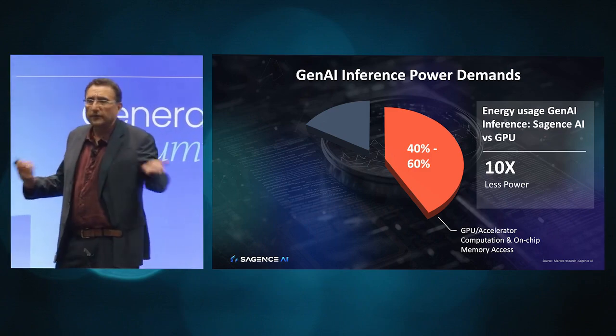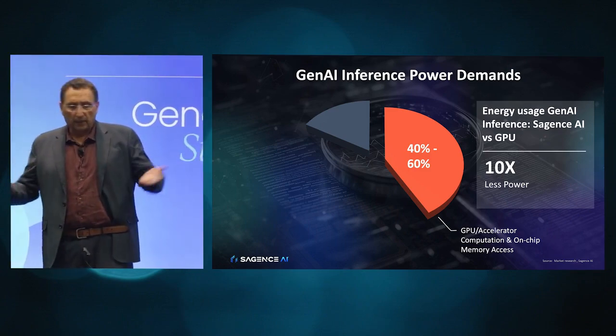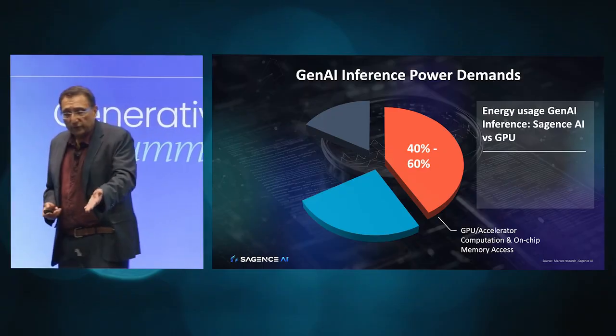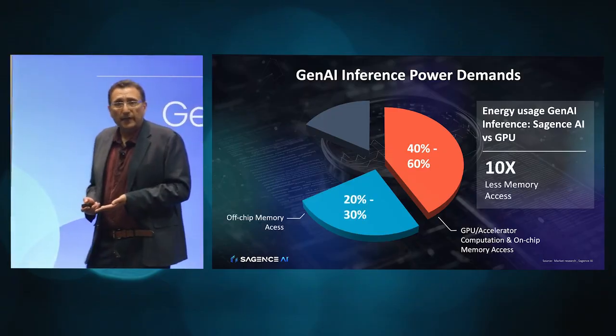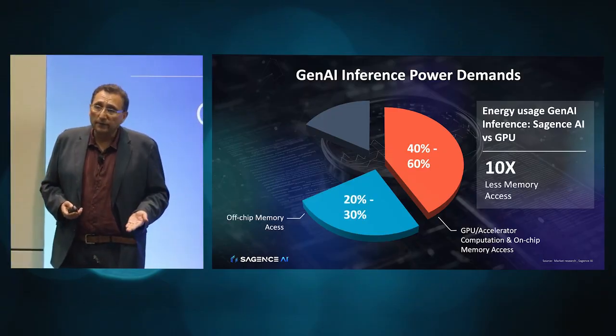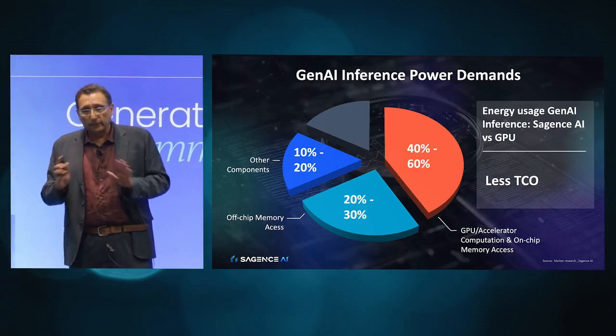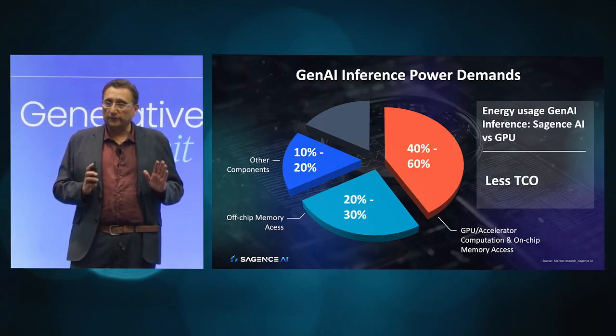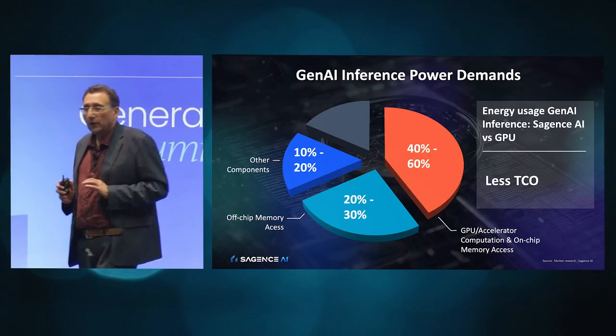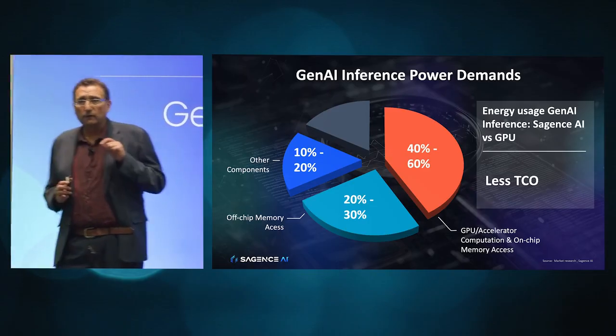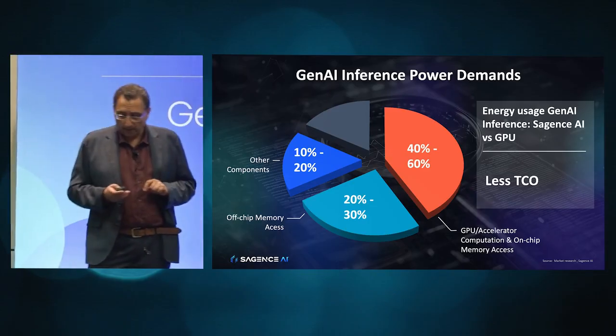What we do here in Sagence, we reduce the power consumption in the compute node 10x. We reduce the power consumption with the off-chip memory access by an order of magnitude as well. Together, with these two elements, if you can reduce the power consumption by an order of magnitude, you are in a very sweet spot. You've solved a lot of problems for the industry.